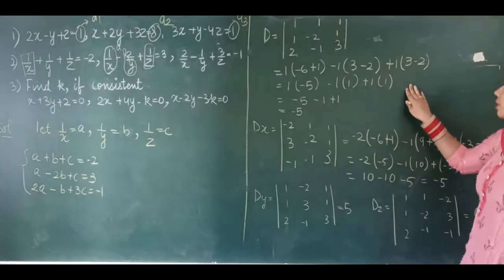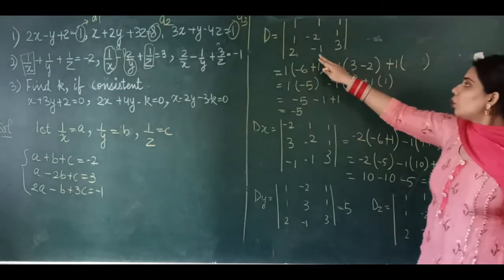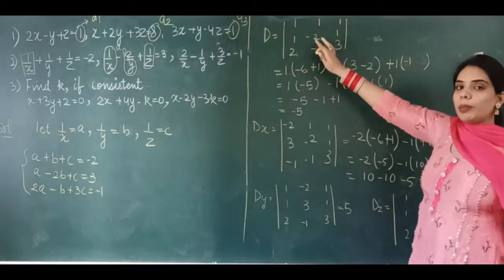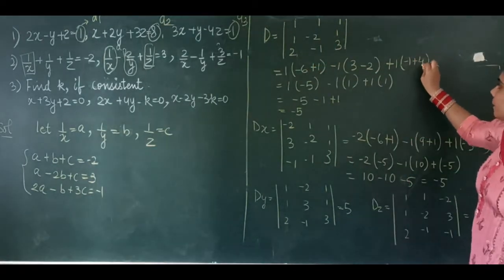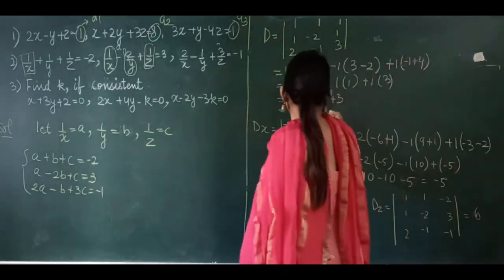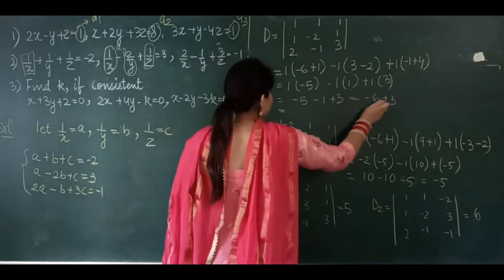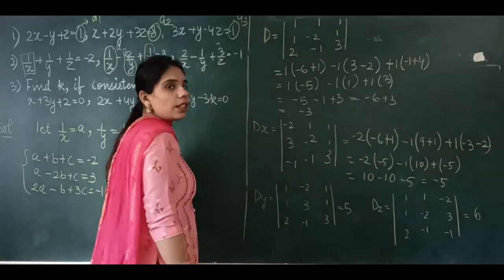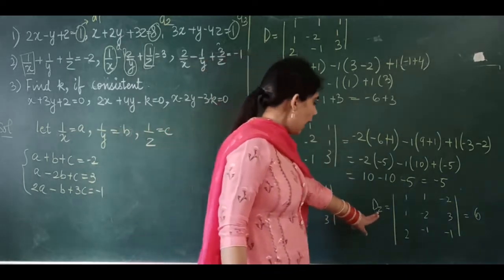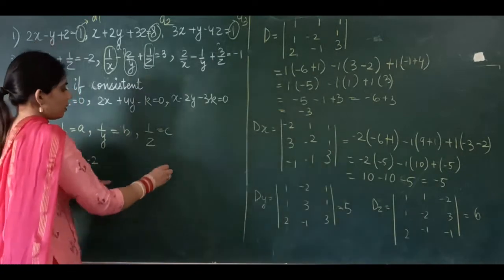Yes, there's one correction. This is not 3 minus 2. This will be 1 into minus 1 into 1, which is minus 1. 2 into minus 2 will be minus 4, minus minus, plus 4. This comes out to be 3. Minus 5 minus 1 will be minus 6 plus 3. It comes out to be minus 3. I've already found dy, its value comes out to be 5, and dz, its value comes out to be 6.